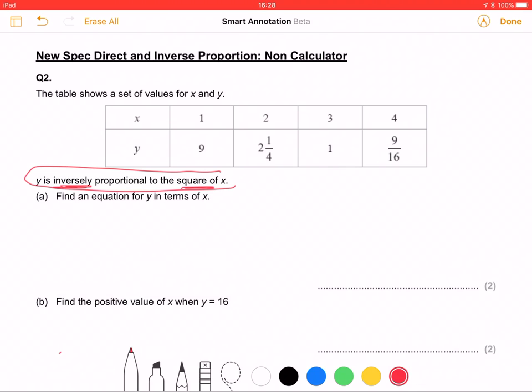So do you use the proportionality sign first, or do you go straight into k? I do, yes. So if we say that y is inversely proportional, 1 over x squared, and the square of x means x squared, not the square root of x. Are we happy with that? And then to bring in the equal sign, we bring in the k. So y is equal to k over x squared.